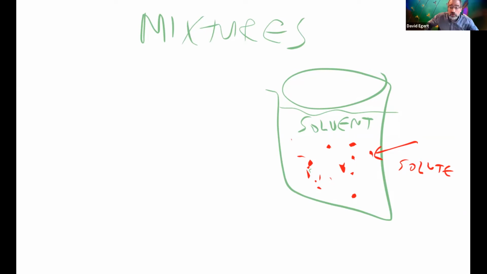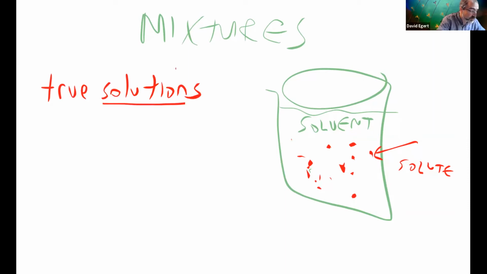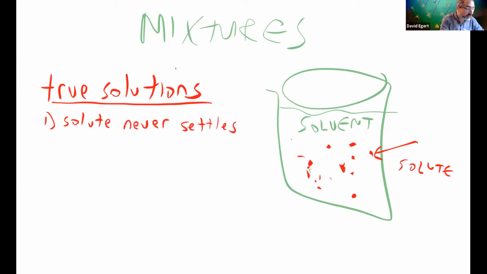Sugar water and salt water and all of those are what we call true solutions. In a true solution, there are two qualities that make something a true solution. One is the solute never settles. So if you mix up some sugar water or salt water or anything else that's a true solution, and you just wait overnight, it's still going to be in solution.